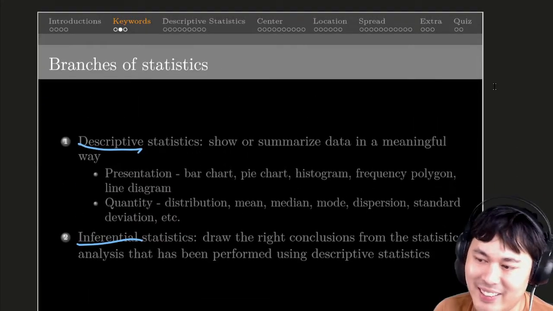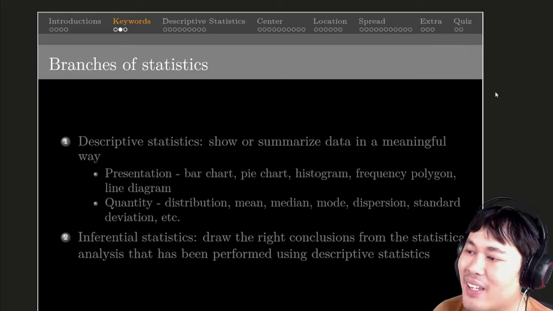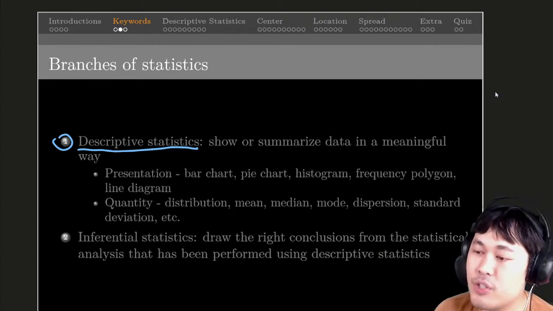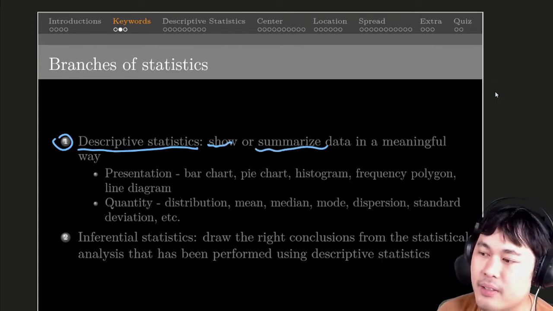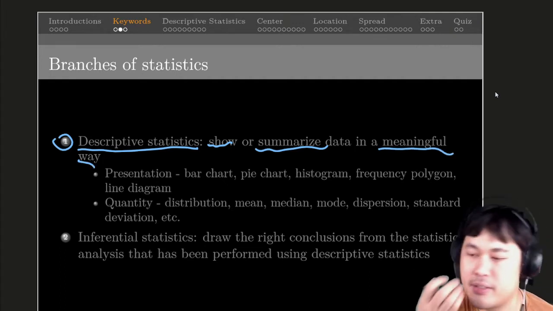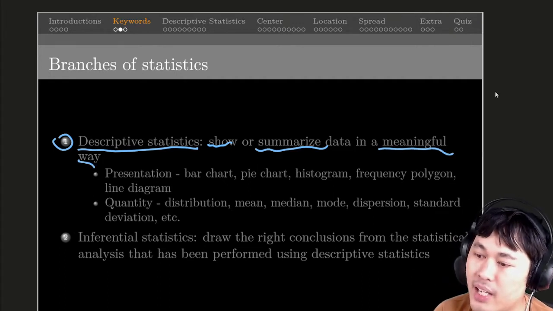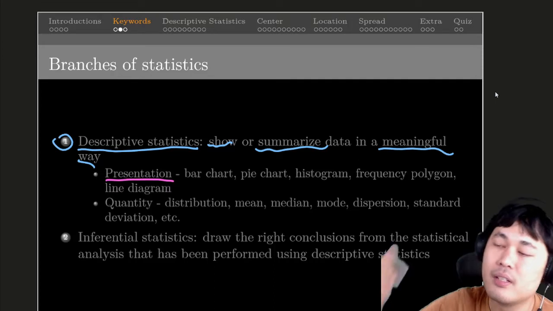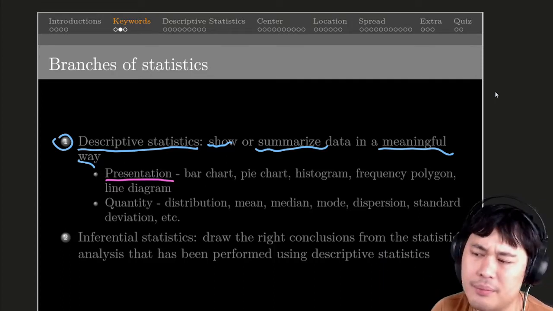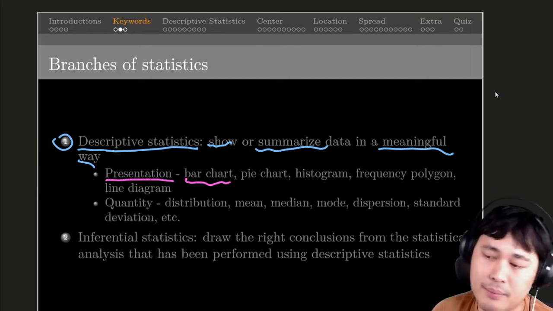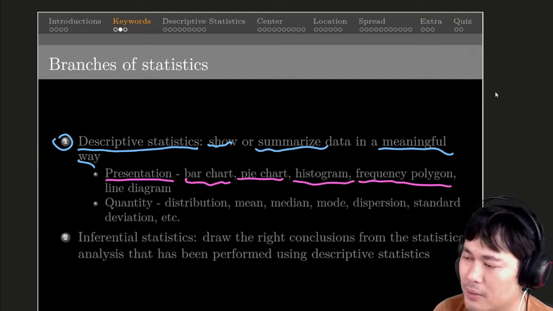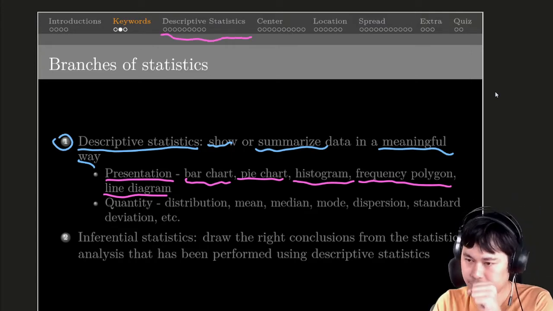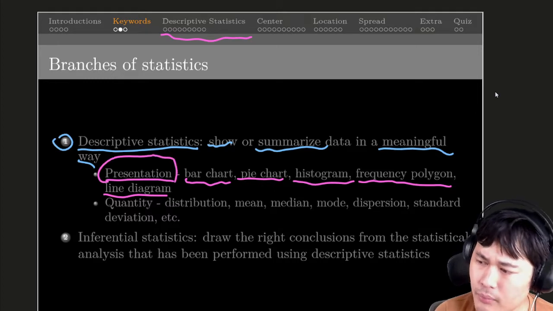And so in words, if you prefer words, I will come back here and say that the descriptive statistics, which is on the left part, only show or summarize the data in a meaningful way or in a nice format. Sometimes you want to make them look nice so that you can see some trends or some pattern at a glance. You can present them in some chart, like a bar chart, pie chart, histogram, polygon, and diagram. We will go over this in the first part of the class.